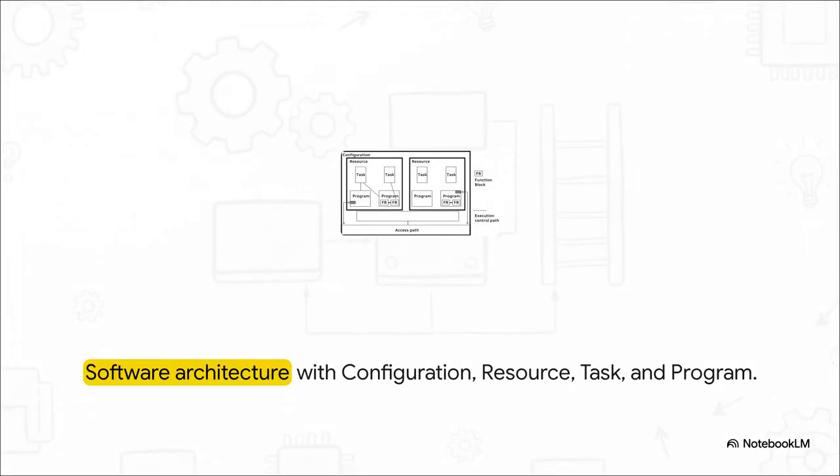Now, think of the software model like a set of Russian nesting dolls. It brilliantly organizes the whole control system. At the very top, your overall system is the configuration. Crack that open, and inside you have your processing resources. Those resources run specific tasks, and those tasks are what actually control the execution of your programs. It's this exact modular structure that makes complex distributed factory networks possible today.